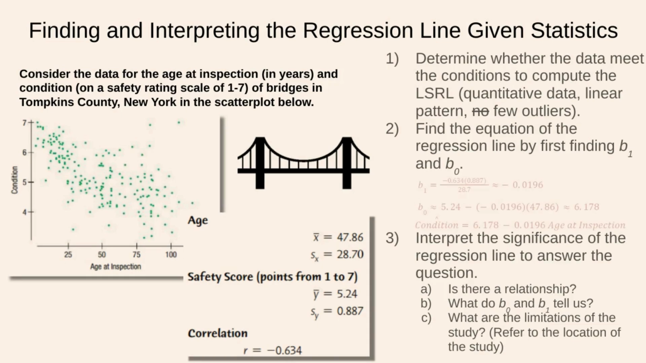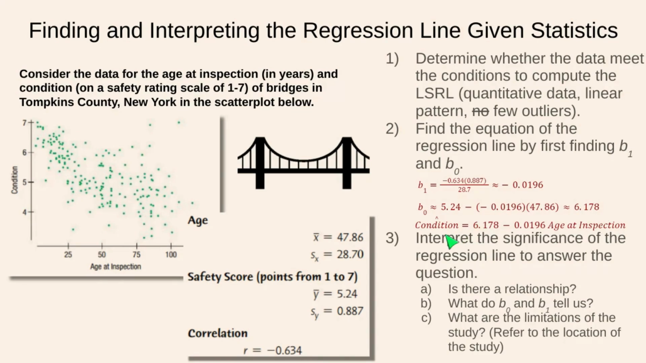Here they come. So B sub 1, here is our substitution for that. We have R, S sub Y, and S sub X. So you have R, your standard deviation of your Y variable, and your standard deviation of your X variable, and it evaluates to about this right here. Then we substitute that in to find B sub 0. We would have Y bar right here, the mean Y value, the mean X value, and we have our value for B sub 1. That gives us B sub 0. That allows us to write the regression line.